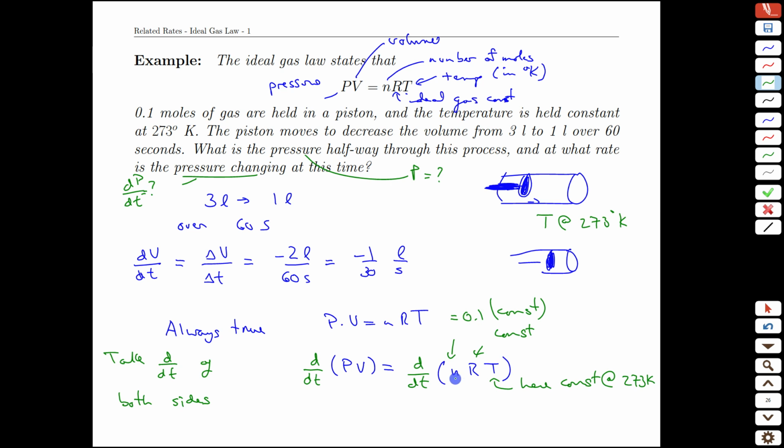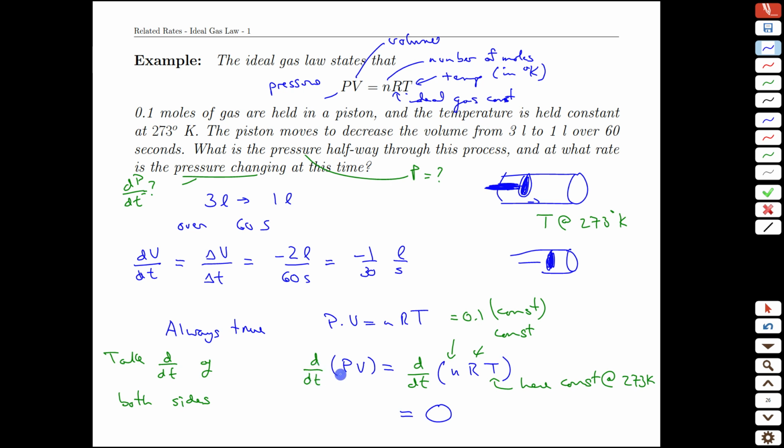Well then, what's the derivative with respect to time of this combination of values? What's the derivative of 0.1 times some number times 273? These are all constants. At the end of the day, we're going to get a big fat zero on the right-hand side. Part of which came from the fact that some of these values are constants, and part of it coming from the fact that some of these variables for this problem were defined to be constants. So that means all the interesting stuff is happening on the left-hand side.